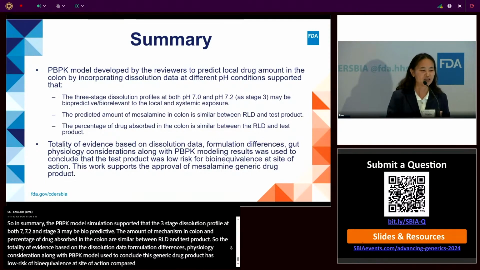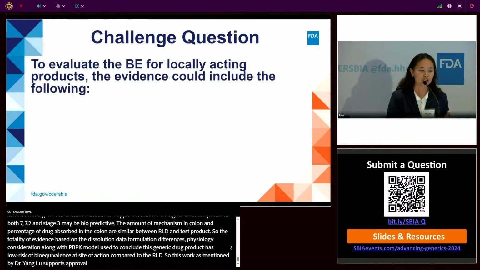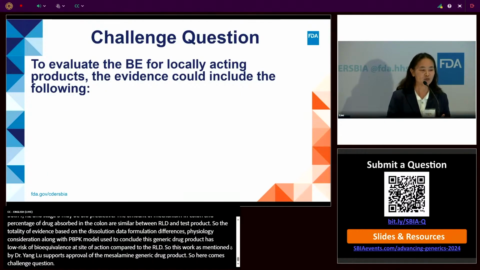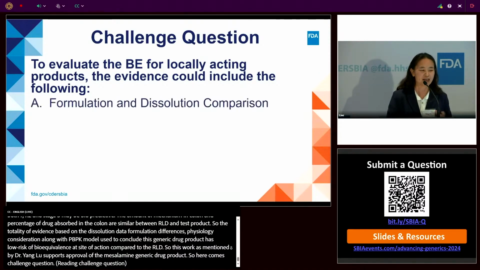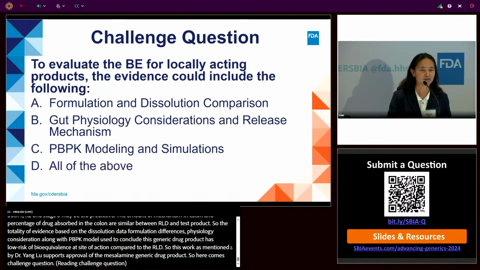So this work, as mentioned by Dr. Yang Lu, supports the approval of this mesalamine generic drug product. So here comes a challenge question. To evaluate the BE for locally acting products, the evidence could include the following. A, formulation and dissolution comparison. B, gut physiology considerations and release mechanism. C, PBPK modeling and simulations. D, all of the above.